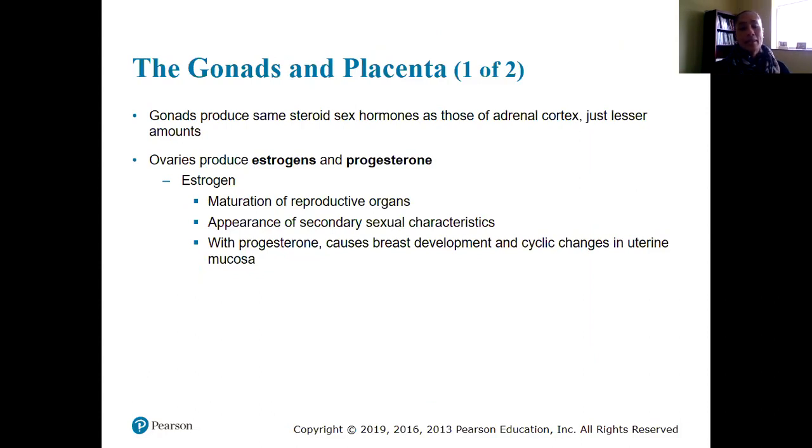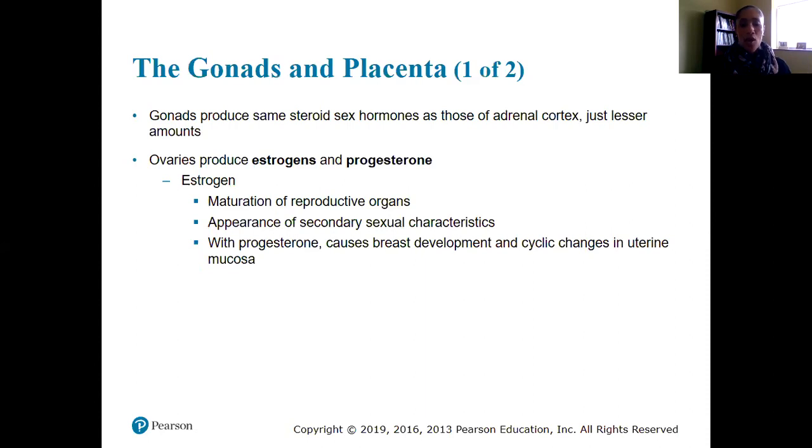So the gonads and the placenta. The gonads produce the same steroid sex hormones as those of the adrenal cortex, just in lesser amounts. So if you are a female, your ovaries are going to produce estrogens and progesterone. Estrogen is going to be helpful in maturing the reproductive organs. They're also going to be helpful in establishing those secondary sexual characteristics.